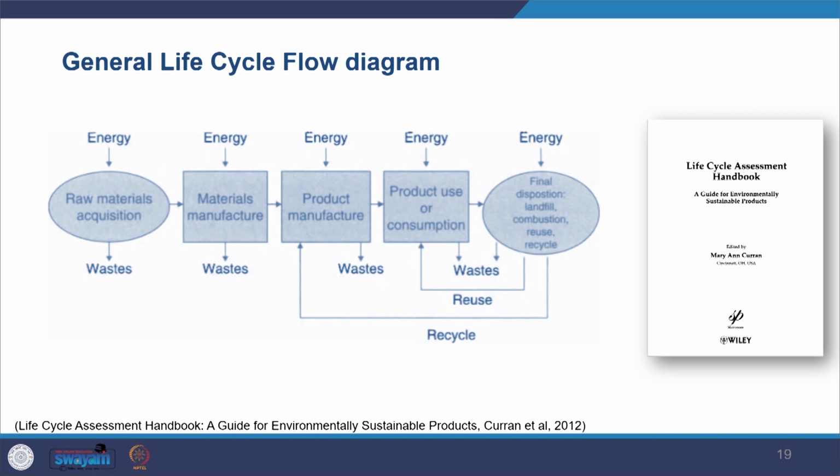And then when the product is used or consumed, energy is again consumed at that stage, and you might also find waste. And then when the material is no more usable, you finally dispose of it, and at that disposition also you consume energy, and even that produces waste, and that waste can be reused or recycled. So that is how you see the general life cycle flow diagram. Think of it in a very simplistic manner.